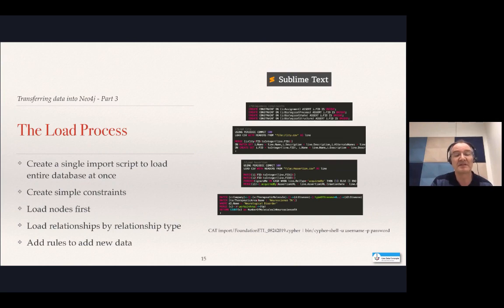For the load process, I wrote a script in Sublime Text to initially just define some simple constraints. The only constraints that I have is that I have some unique identifiers for each node type.